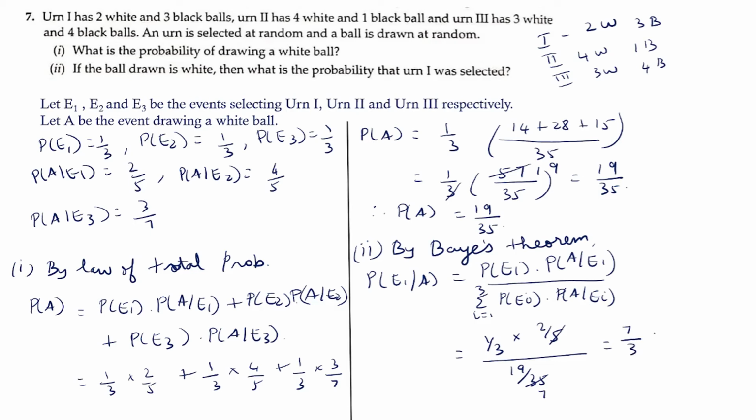So this is equal to 2 by 3 into 7 by 19, or it is equal to 14 by 57. Therefore, probability of E1 given A is equal to 14 upon 57. So this is the answer for the first subdivision, probability of drawing a white ball, and this is the answer for the second subdivision: if the ball drawn is white, the probability that urn 1 was selected.